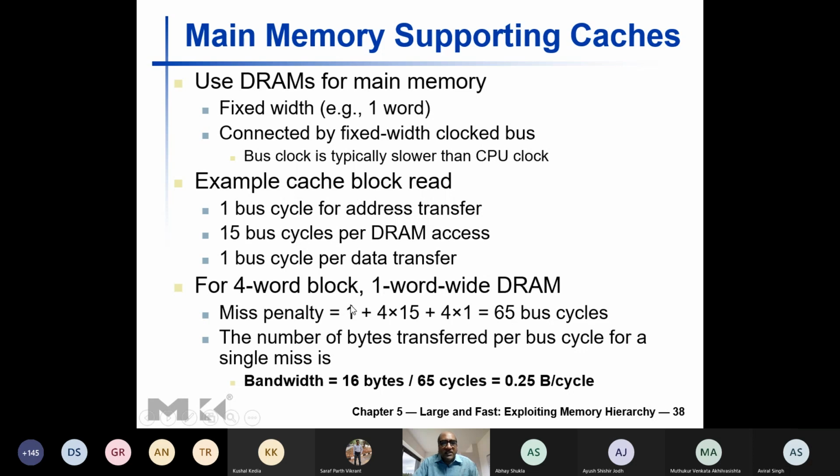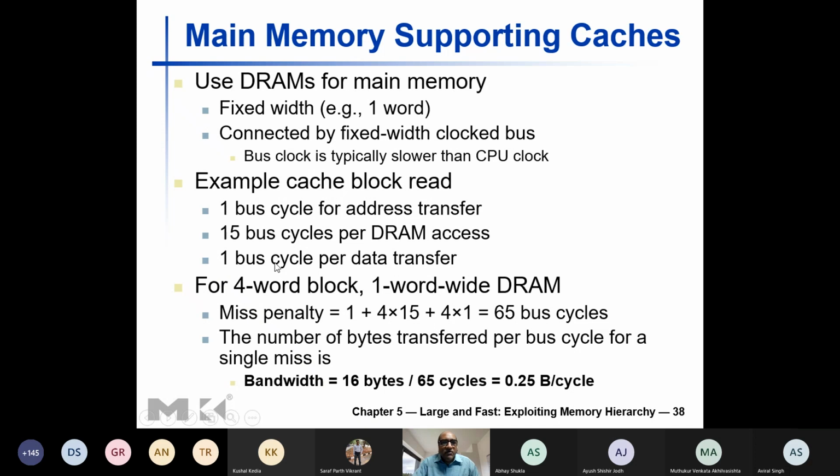For example, you want to transfer a block that contains 4 words. If you want to transfer a block using this mechanism, for transferring the address you require one bus cycle. But the block contains 4 words, so to access these 4 words using DRAM, 4 accesses are required. That means 4 into 15 cycles are required to prepare these 4 words for transmission.